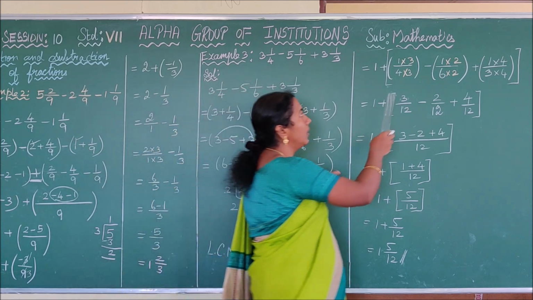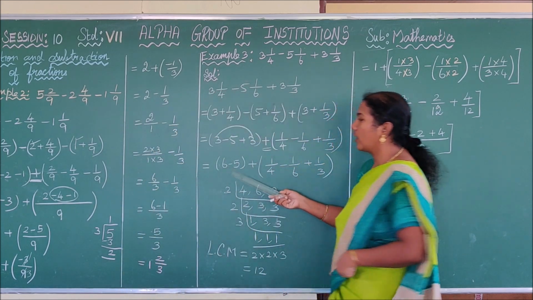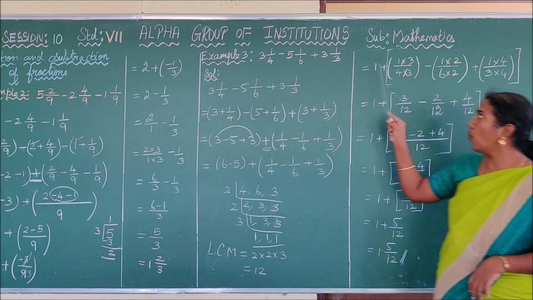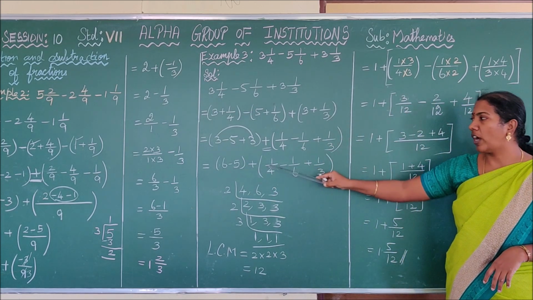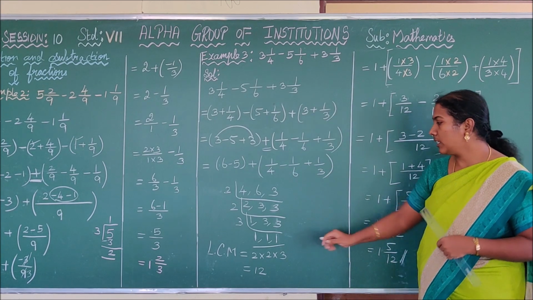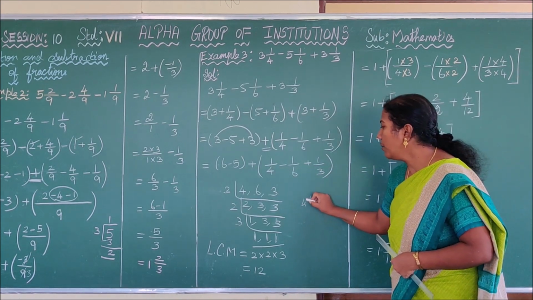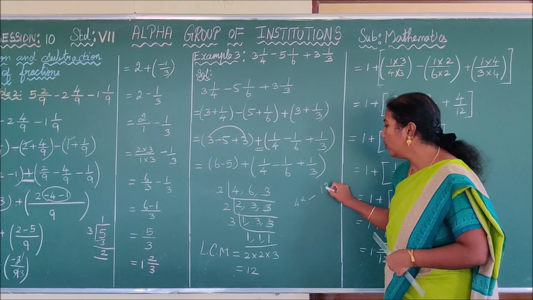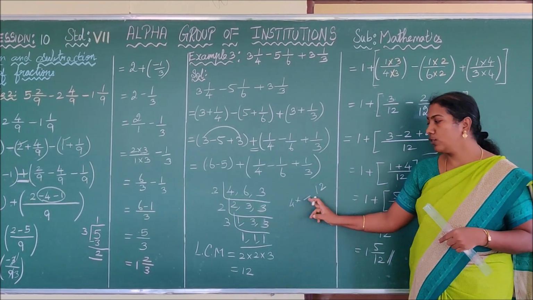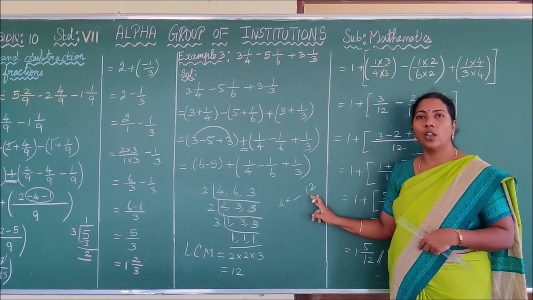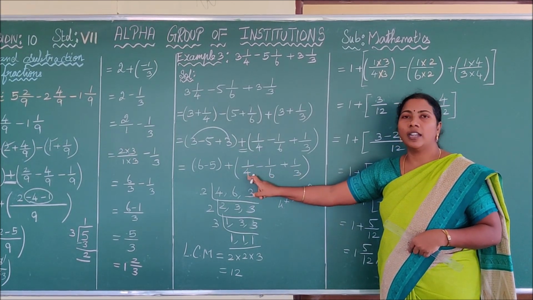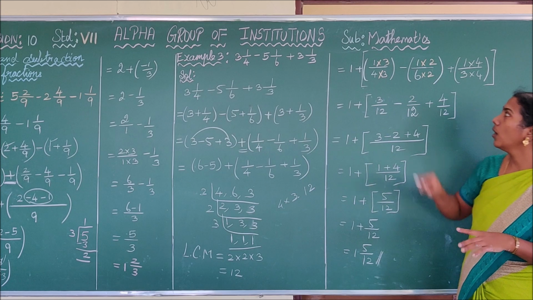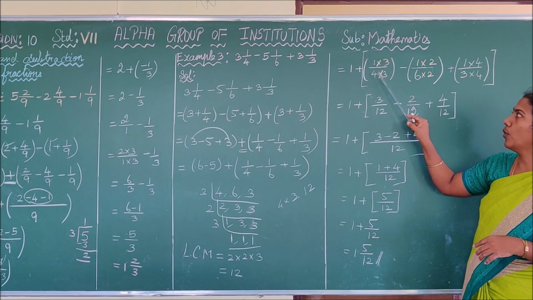See how we are converting. 6 minus 5. What is your answer? 6 minus 5 is 1. Plus, we are writing this symbol plus. See here, 1 by 4 and your LCM is 12. What should be multiplied with 4 to get 12? Yes, it is 3.